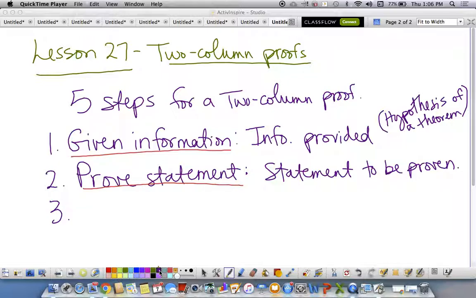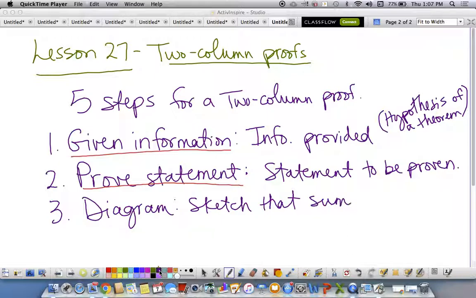Our third step for our proof will be a diagram. It's still geometry. We are going to draw things out. So it's a sketch that summarizes the given information. A lot of times they will give you these first 3 steps. And all you have to do is write them down. Okay?